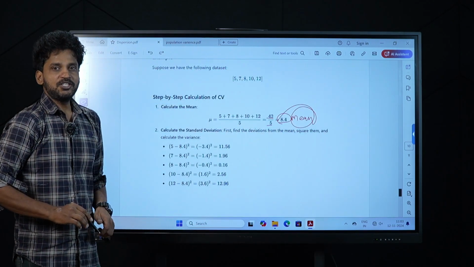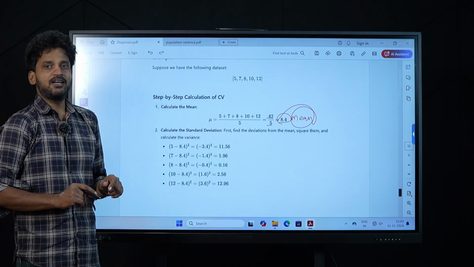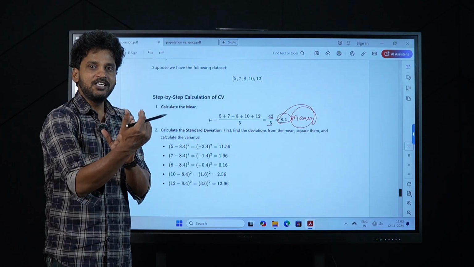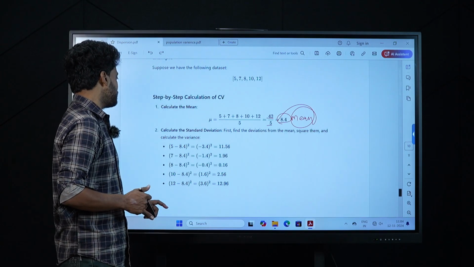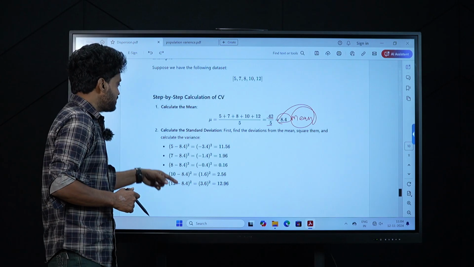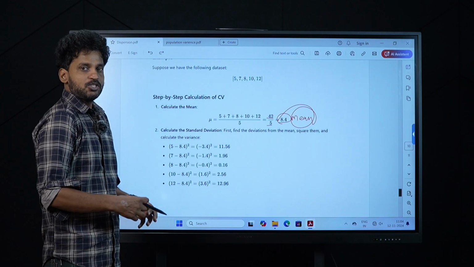Now, what is the standard deviation? First of all, in order to calculate the standard deviation, we should be able to calculate the variance. For the variance, we need to calculate each individual deviation. The mean should be subtracted from each and every data point and we need to square them. That is the square deviation.